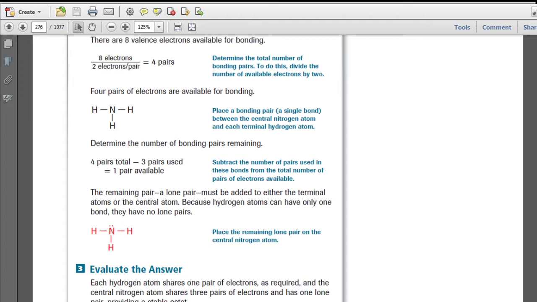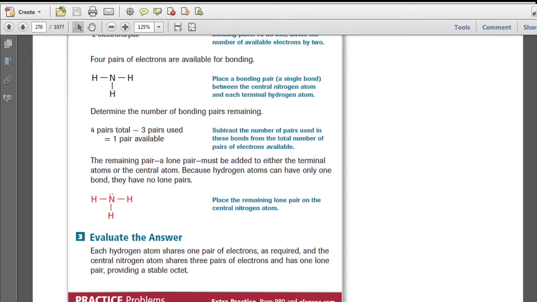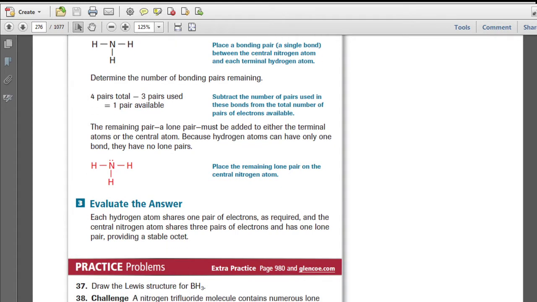So this is what our molecule of ammonia would look like when we're drawing the Lewis structure. And I said I like the Lewis structures a lot more because it gives us more information, especially when we go to find the geometry of these molecules.